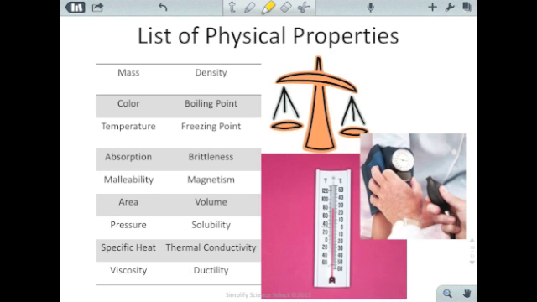We have mass, color, temperature, absorption, malleability, area, pressure, specific heat, viscosity, density, boiling point, freezing point, brittleness, magnetism, volume, solubility, thermal conductivity, and ductility. Those are a list of physical properties.